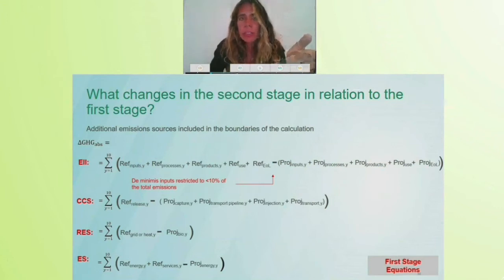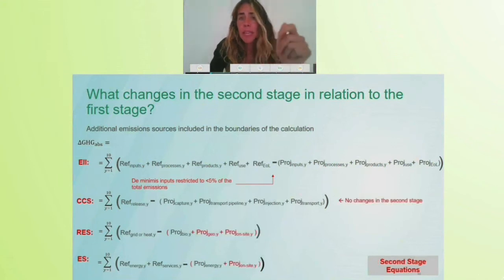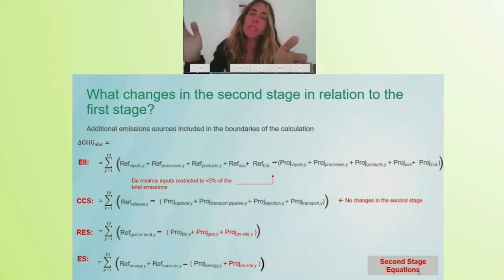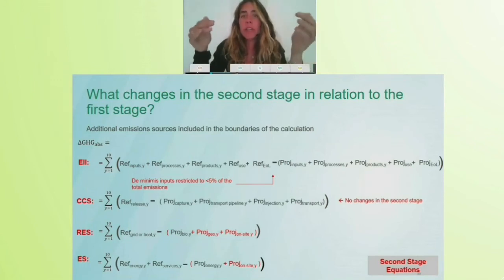So if you could change slide. The changes that must be added in this new submission are highlighted in red in this slide. For energy-intensive industries, some inputs that had been disregarded in the first stage will now have to be included if the emissions attributed to them exceed 5% of total emissions related to the project, whereas before the filter was 10%. So now we have a larger number of emission sources that you need to account for. For CCS, there are no changes to the methodology.